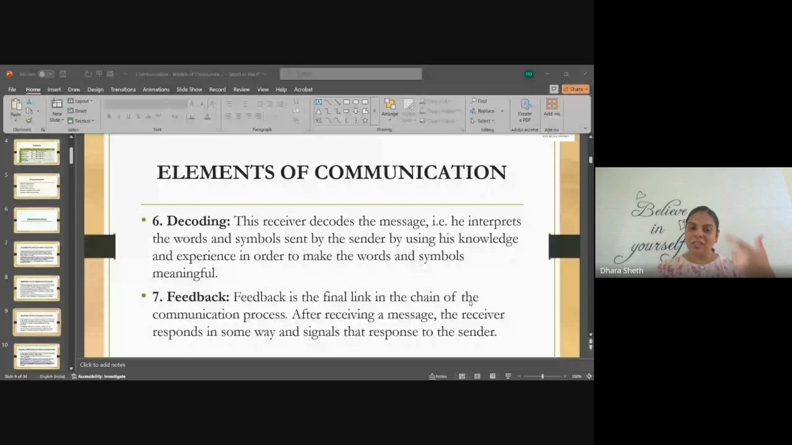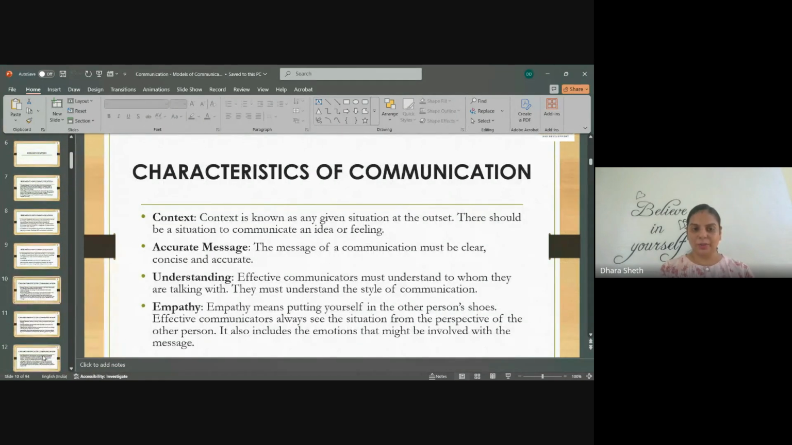Your brain decodes it as a question that I'm asking whether you are able to listen to my voice or not, whether there is technical clarity or not. So once that gets decoded, you give me the feedback that yes, you are audible, or yes, it is clear. This is the entire process of communication. We all know this, but it's just that these technical terms need to be understood.